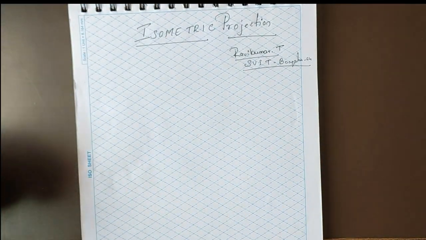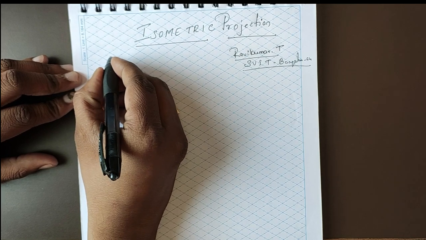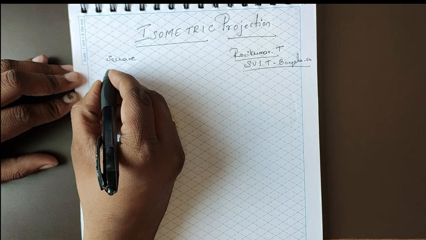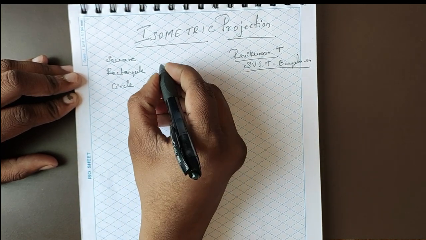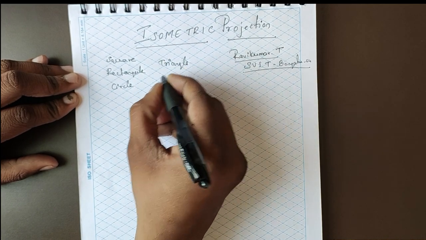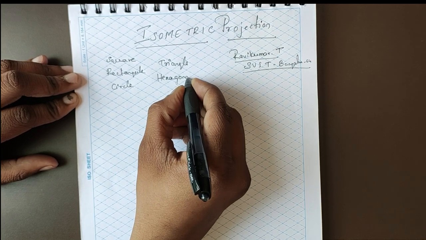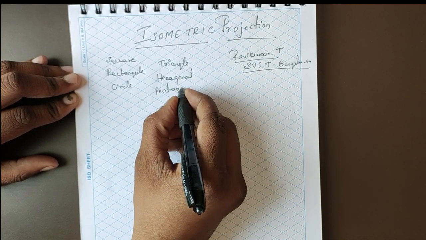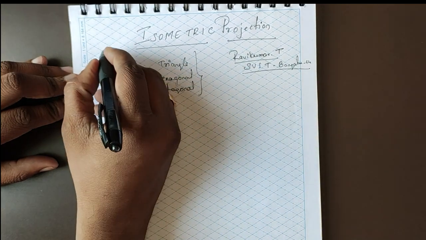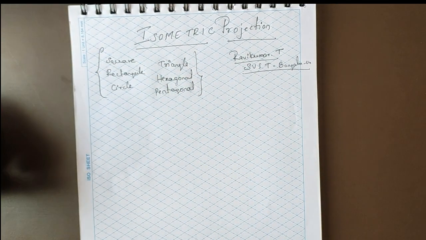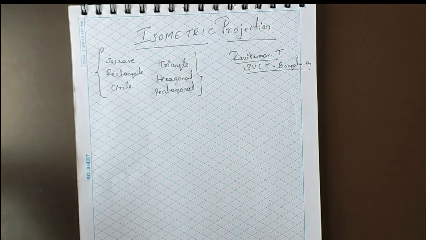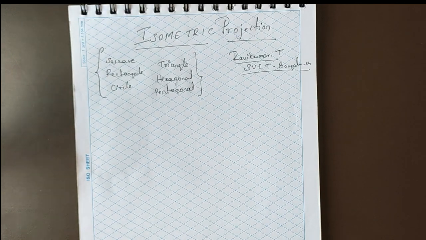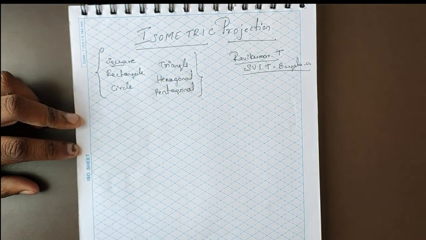In isometric projections, as usual, you'll be having square, rectangle, circle, triangle, hexagonal, pentagonal. So these are the laminas. We'll see how to construct these laminas first. After that, we'll go for solids. Solids means a cube, or a prism, and a cone. We'll see how to construct all those things. First, we'll see how to construct a square in isometric projections.